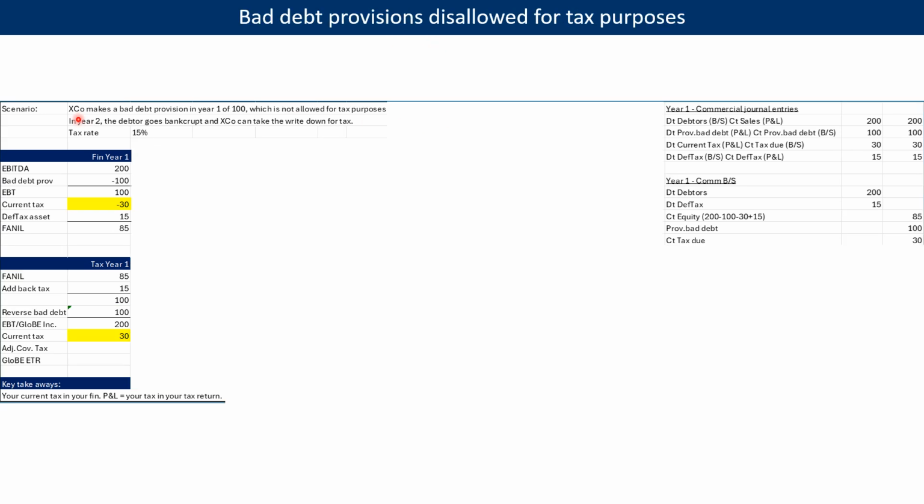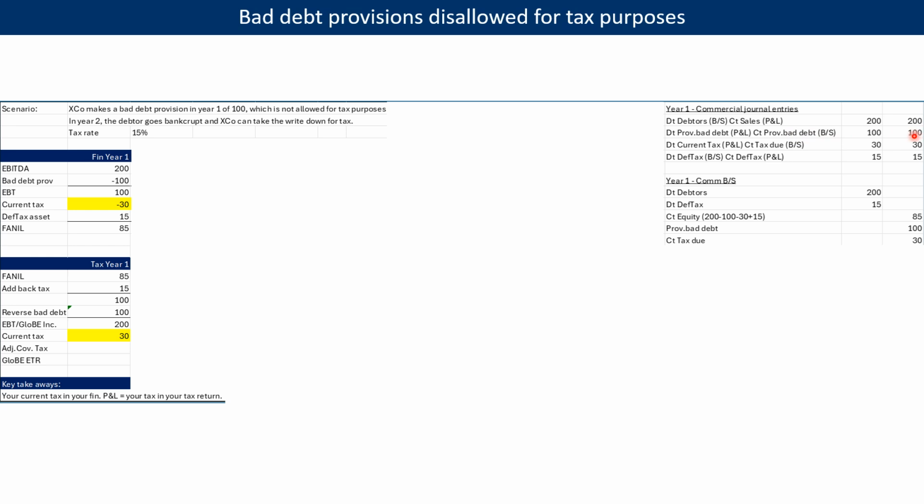Let us now look at a scenario where Exco makes a bad debt provision in year 1 of 100, which is not allowed for tax purposes, and then in year 2 the debtor goes bankrupt and Exco can take the tax write-down. If we look at our commercial journal entries, we've got sales of 200, it goes to P&L, it goes to debtors. Then we provide for bad debt of 100 in the P&L, and we make a bad debt provision on the balance sheet for 100.